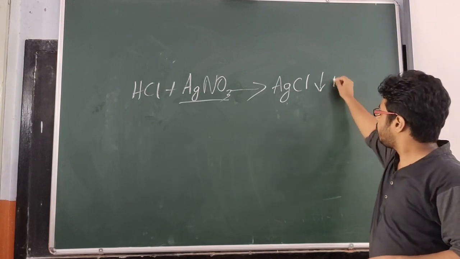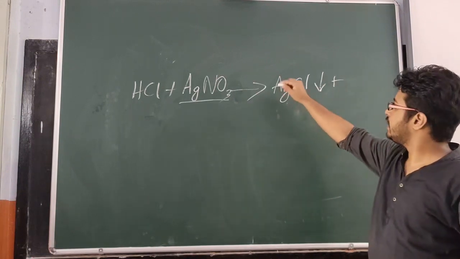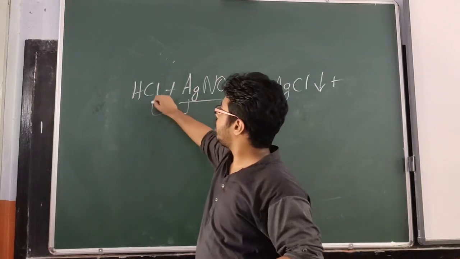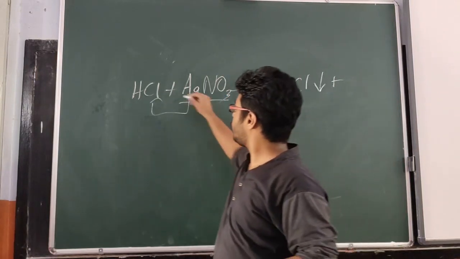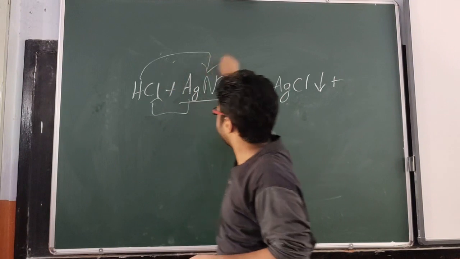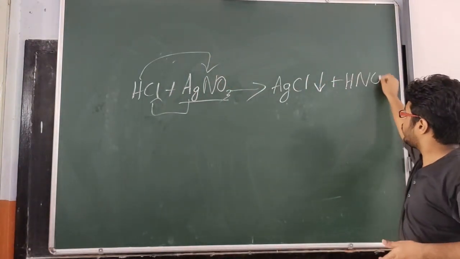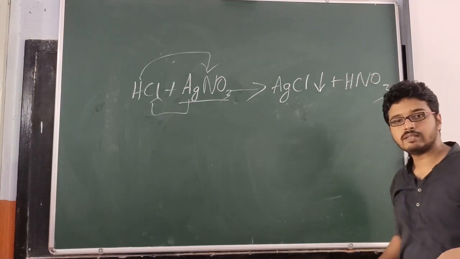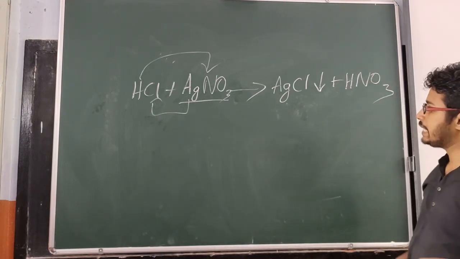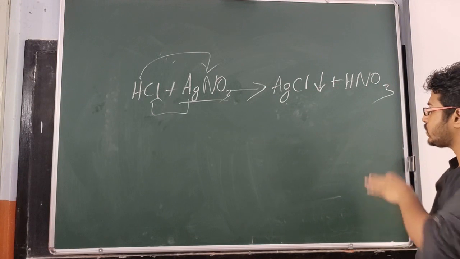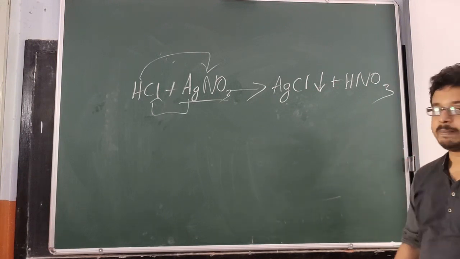Okay, now what will be the other byproduct? If Ag reacts with Cl to form AgCl, the other byproduct will be H and NO3, so it will form HNO3. In other words, it will form nitric acid. Okay, so this is the reaction: HCl plus AgNO3 gives AgCl plus HNO3.